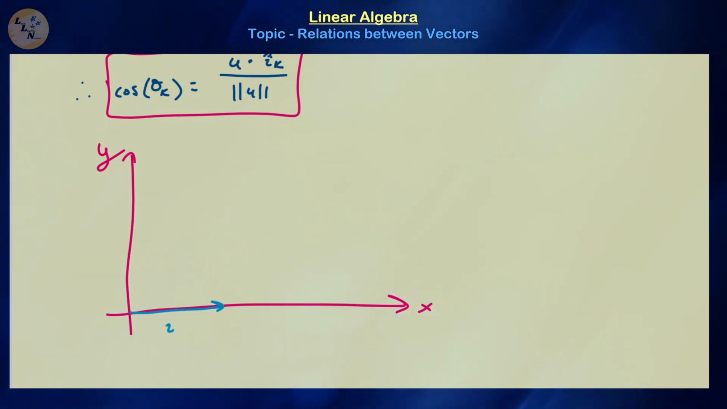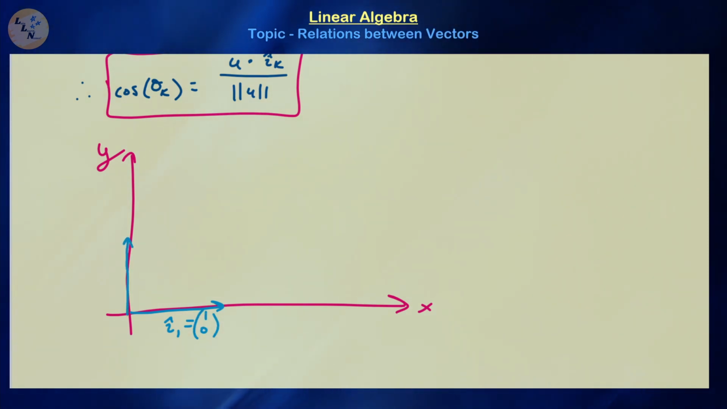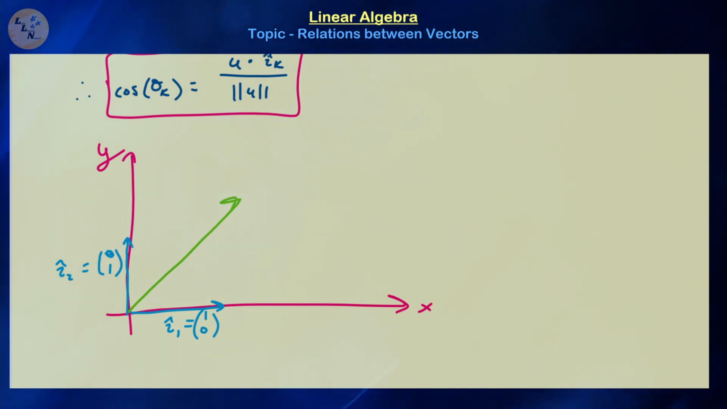So this is going to be I1, the vector (1, 0), and this is going to be our other unit vector, I2, which is (0, 1). All right, so let's assume that we want to find the angle of this particular vector u, where u is equal to the vector (3, 2).